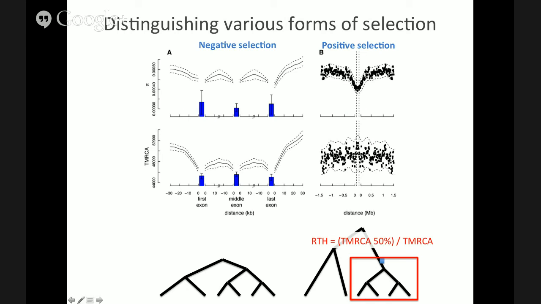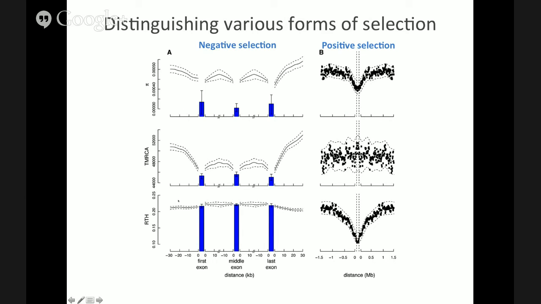And so how could we pick up on this distortion? Well, what if we asked about the ratio of the TMRCA of just the first 50% of the lineages divided by the overall TMRCA? That would try to pick up on the fact that the overall tree is tall, but there's some subtree that is very squished.